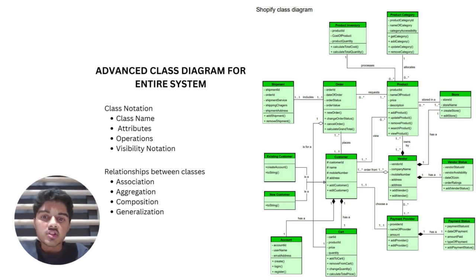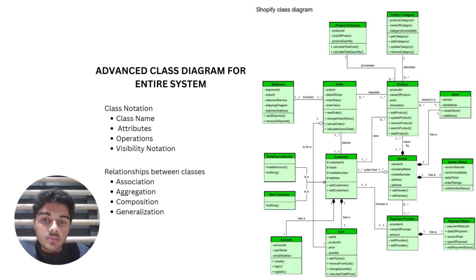Now I'm going to discuss the advanced class diagram for the entire system. Basically, it explains how to use a diagram to show different parts of a system. The diagram includes the class name, which is the name of the class, attributes, which are the data or information the class has, operations, which are the actions the class can do, and visibility notation, which shows how visible or accessible the class parts are, like public, private, or protected. It also talks about different types of relationships between classes.